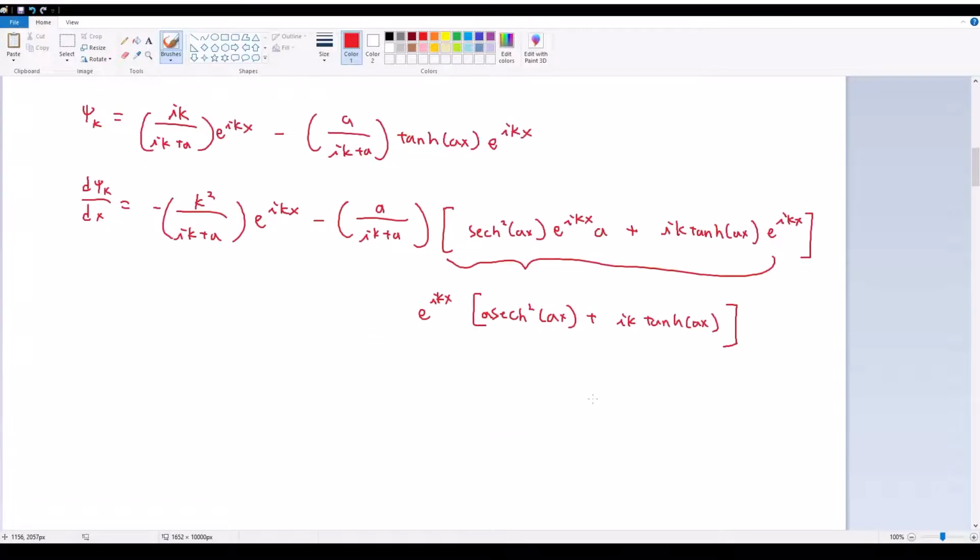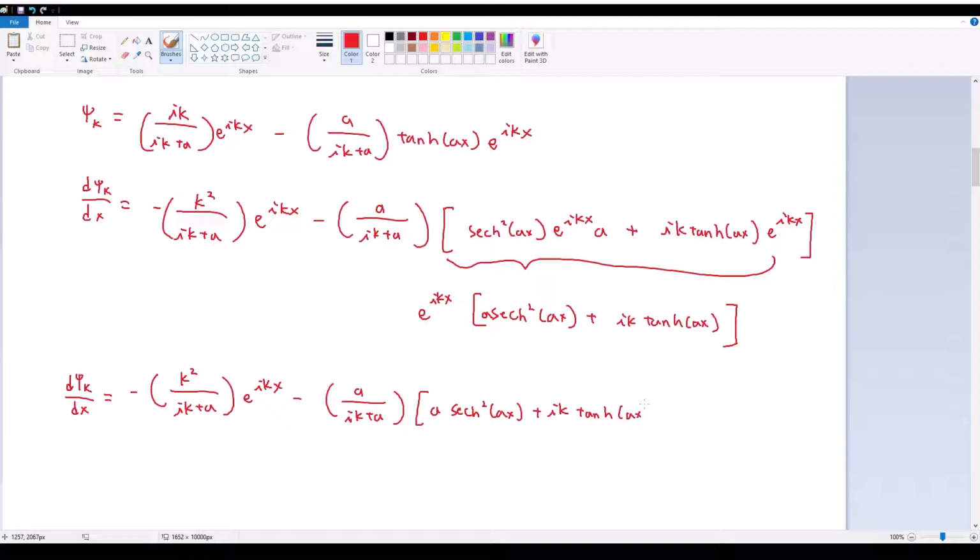Okay, so rewriting this, the first derivative is therefore equal to negative k squared over ik plus a times e to the ikx, subtracted by a over ik plus a times a hyperbolic secant squared ax plus ik hyperbolic tangent ax times e to the ikx.